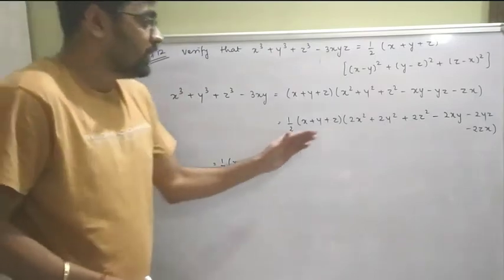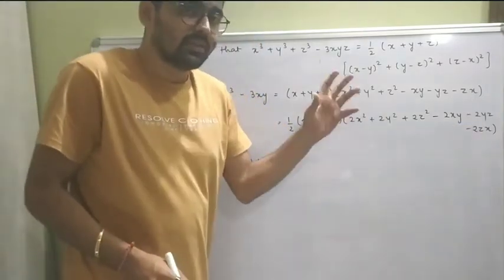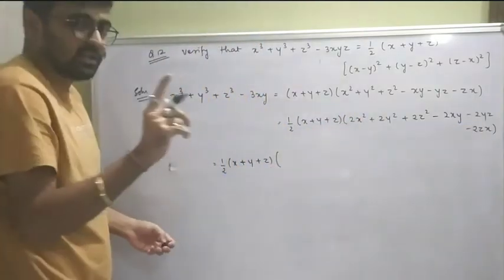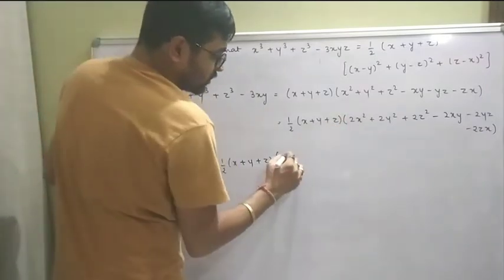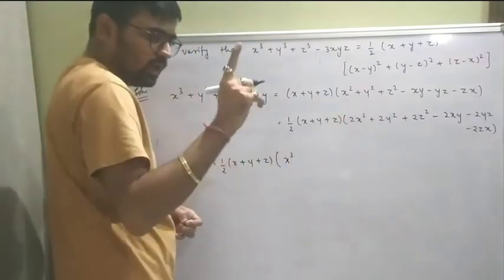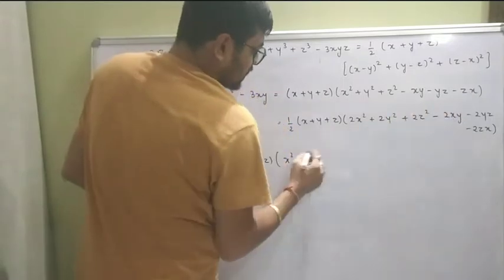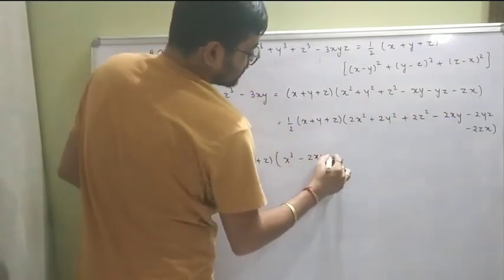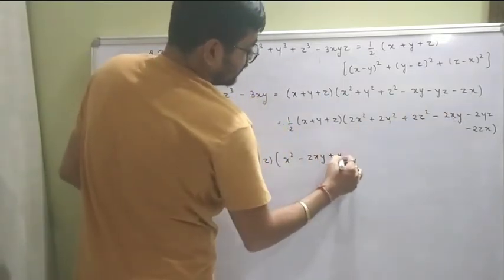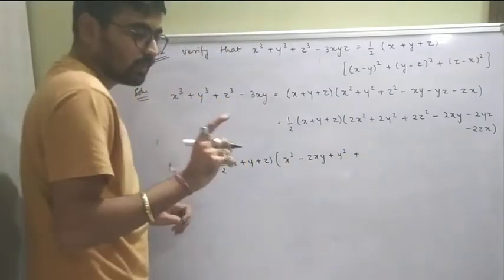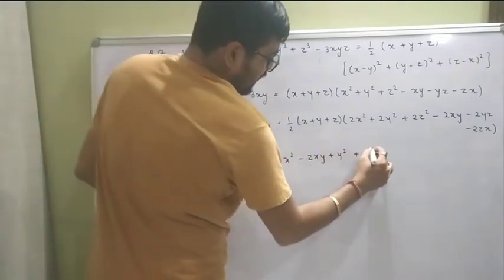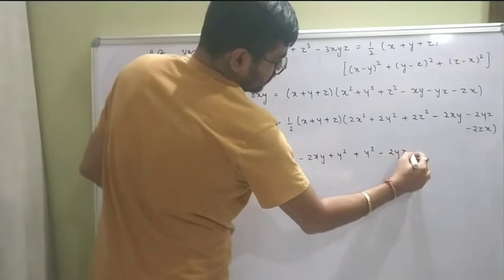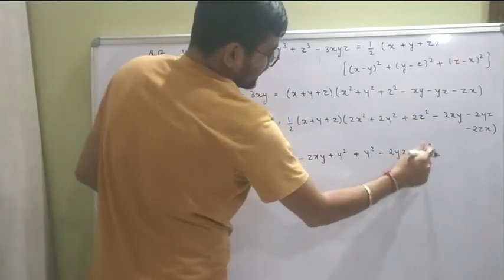Now, how we are going to write this, that is very very important. So listen to me carefully. Out of 2x square, I took 1x square, only one. Then I took this minus 2xy. Then I took one of the y square. Simple. Again one y square left, that y square minus 2yz plus one of the z square.